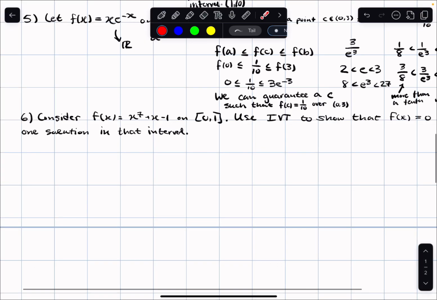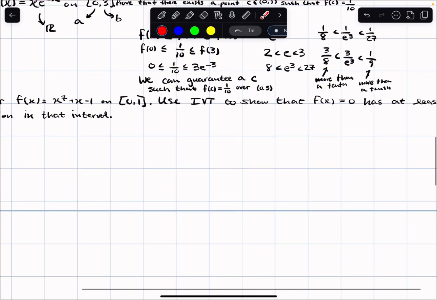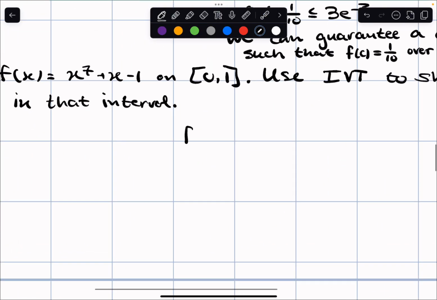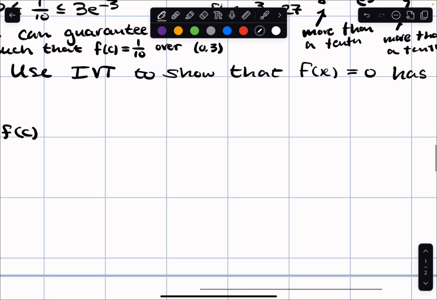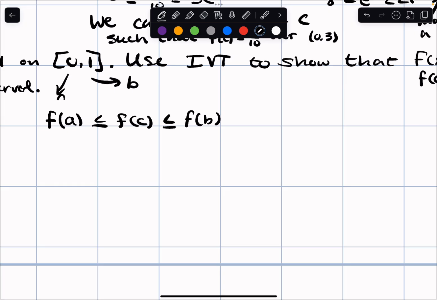Okay, so consider f of x is equal to x to the 7th plus x minus 1 on the closed interval 0 to 1. Use the intermediate value theorem to show that f of x equals 0 has at least one solution in that interval. Okay, so let's set up the same usual thing, f of a less than or equal to f of c, and we said we wanted it to be a 0, so f of c is going to be equal to 0. And then we'll add f of b here. Then we'll assign using the template version of our theorem. So it's going to be b, and this is going to be a. So f of 0 is less than or equal to 0, which is less than or equal to f of 1.